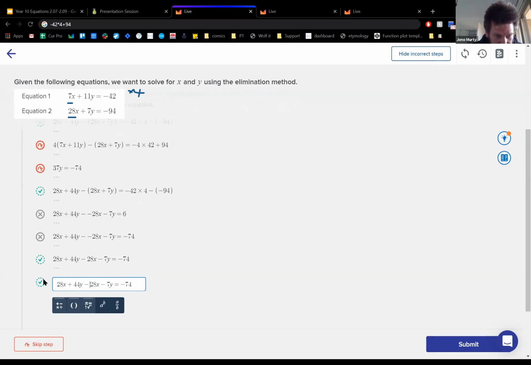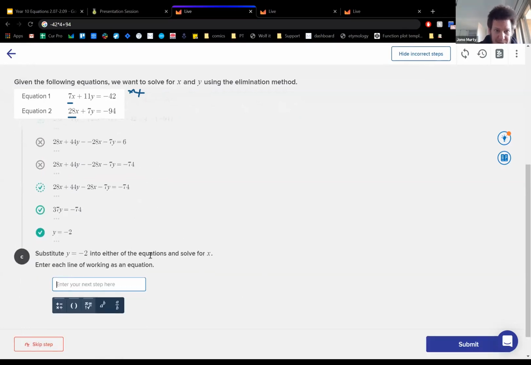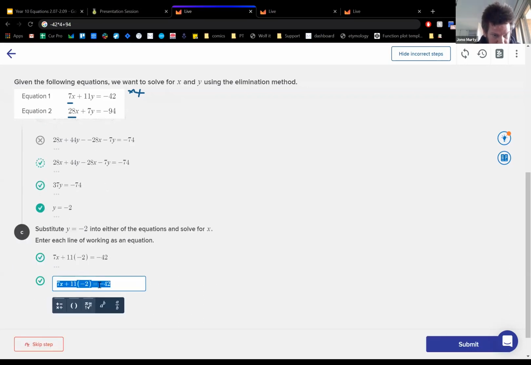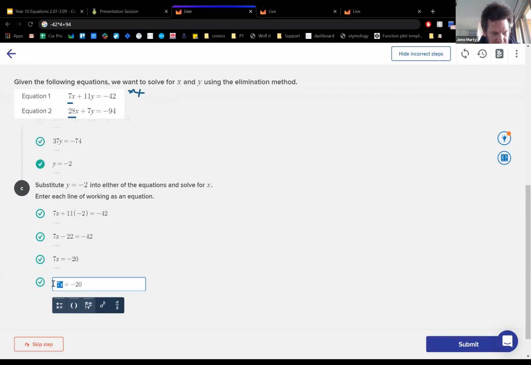So 28x minus 28x, they cancel. They can go. 44y minus 7y is 37y. 37 goes into 74 twice, so y is equal to minus 2. Now we can just do a very simple substitution. 7x plus 11 times minus 2 is equal to minus 42. Add 22 to both sides. And we get a yucky number.